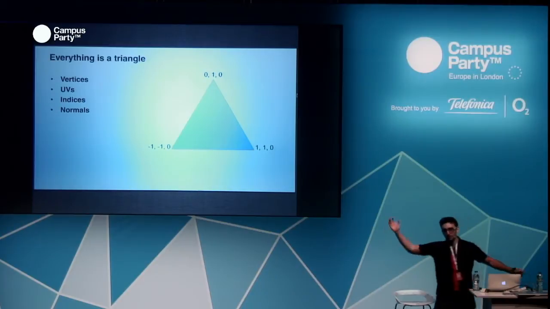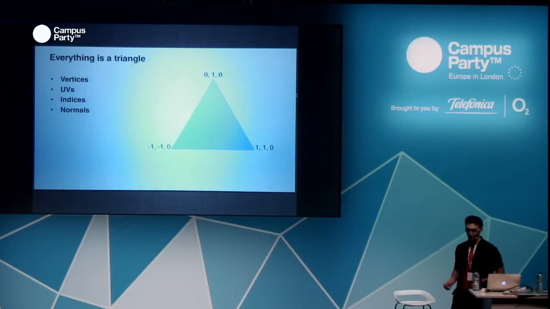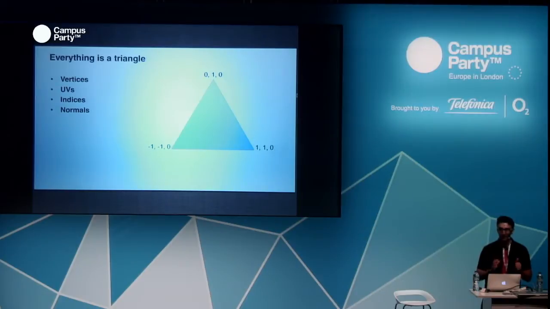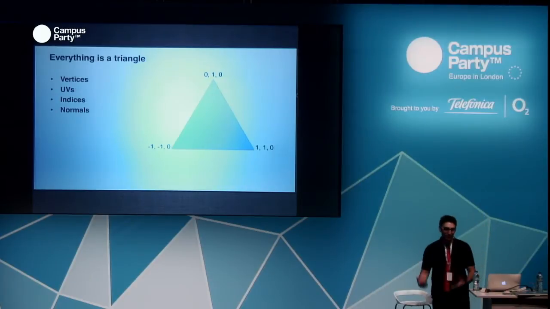It never used to be. Like 10 years ago, there were quads. But as of OpenGL ES, they stripped out all the other formats and they just kept it to triangles. And the thing that you're going to see with triangles is there's something called vertices, UVs, indices, and normals. I'm just going to say what they each are.